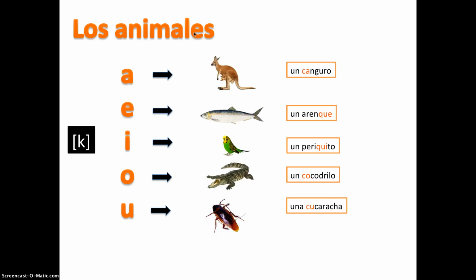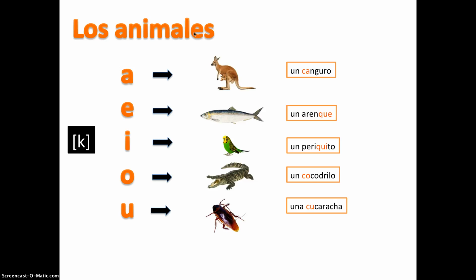Notice then for the K sound, normally we write that with a C, just like in English, but the E and the I combinations are different. So notice the herring, un arenque, with the QUE, and the parakeet, un periquito, with the QUI. But the sound is the same, the K sound, but the E and the I are exceptions to the rule of using the C. Try them one more time then. Un canguro, un arenque, un periquito, un cocodrilo, and una cucaracha.